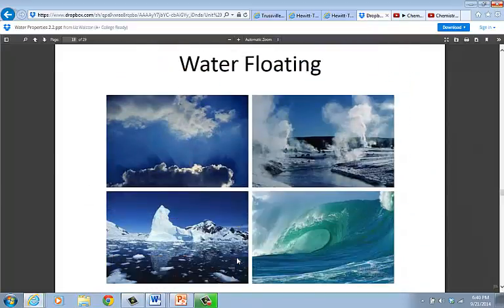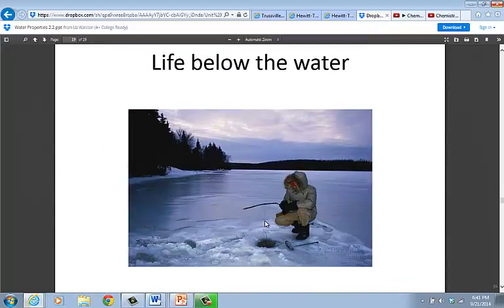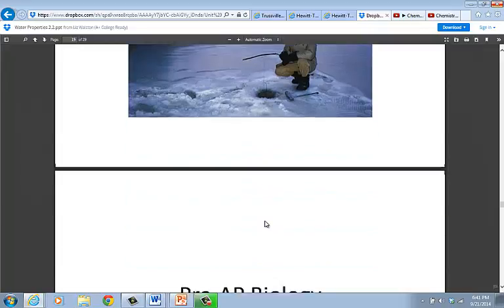All right, and that's water floating. Not sure why there's that picture. So life below the water can still exist under there.